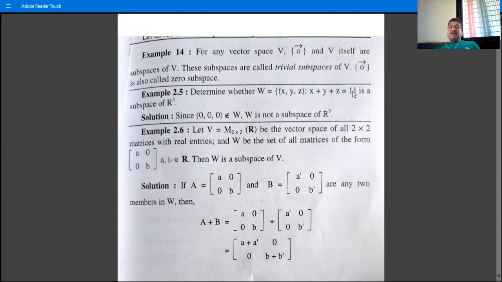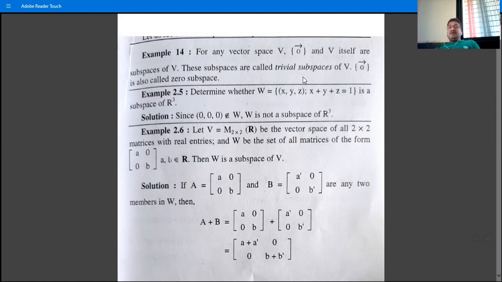But if it is equal to 1, so in general, W is equal to the set of x, y, z such that ax plus by plus cz is equal to 0 is a subspace. But if ax plus by plus cz is equal to any non-zero element, then it is not a subspace. Here a, b, c are 1, 1, 1 and the sum is equal to 1, so it is not a subspace.